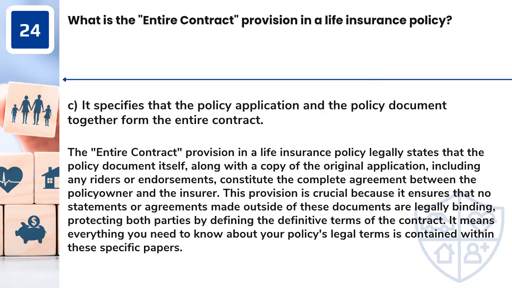Answer: C. It specifies that the policy application and the policy document together form the entire contract. The entire contract provision in a life insurance policy legally states that the policy document itself, along with a copy of the original application, including any riders or endorsements, constitute the complete agreement between the policy owner and the insurer.